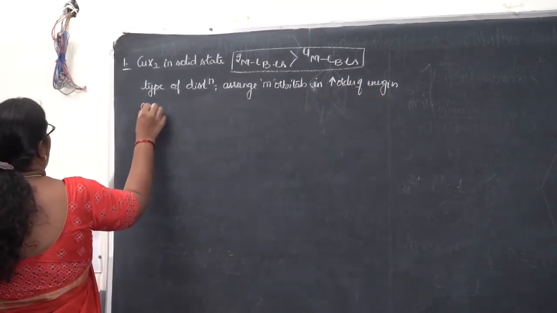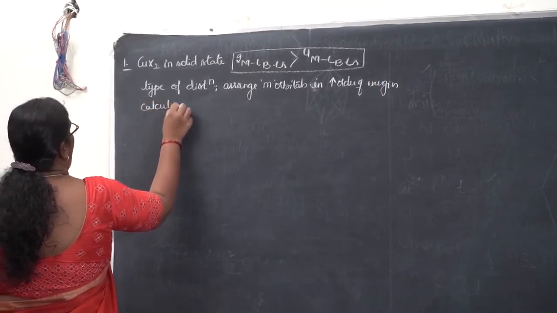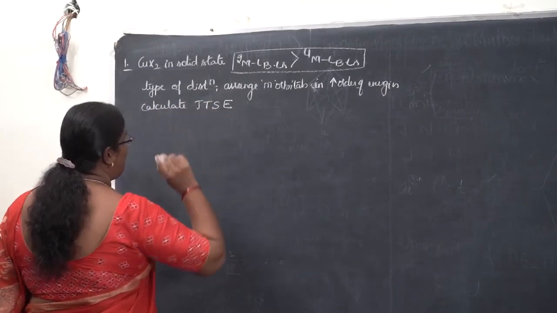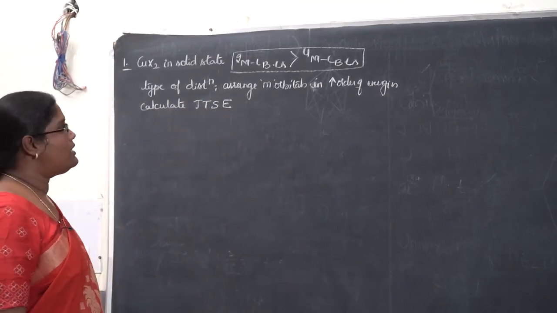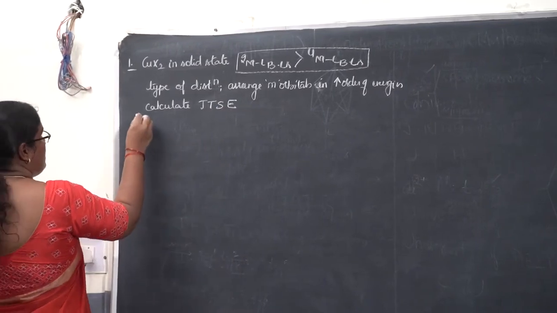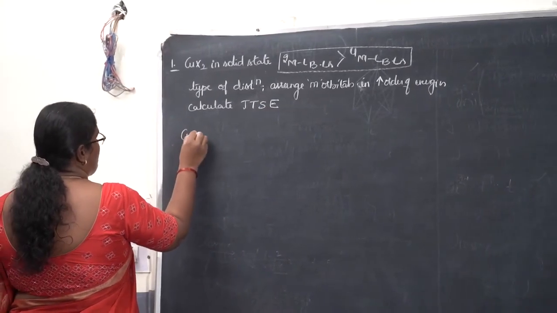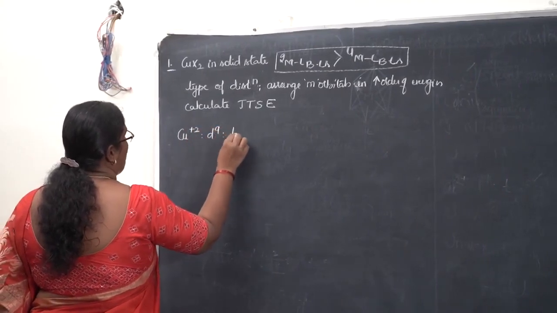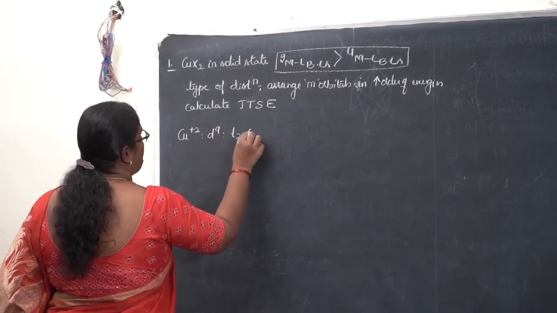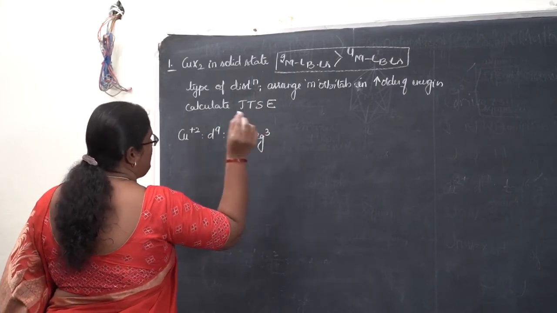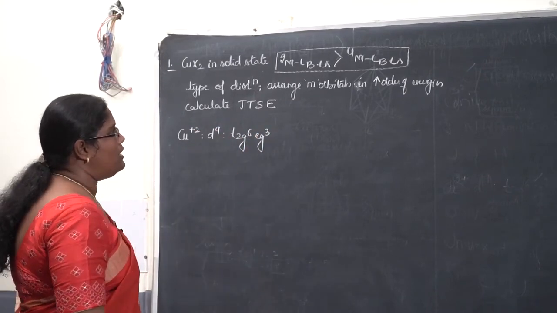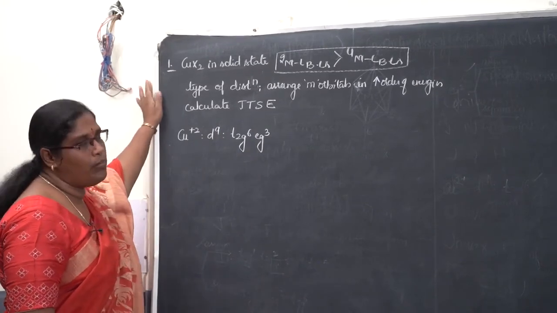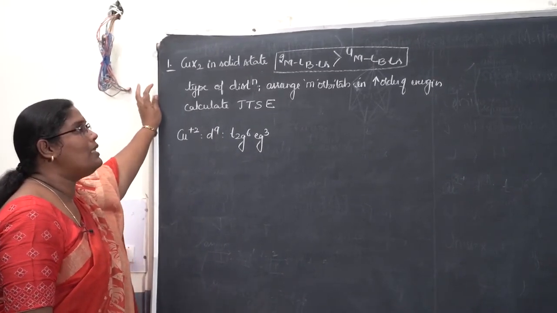And then calculate Jahn-Teller stabilization energy. So first one, Cu +2. It is a d9 system. So we say that it is t2g6 eg3. Configuration is t2g6 eg3. It is given that 2 of the metal ligand bond lengths are longer than the remaining 4.